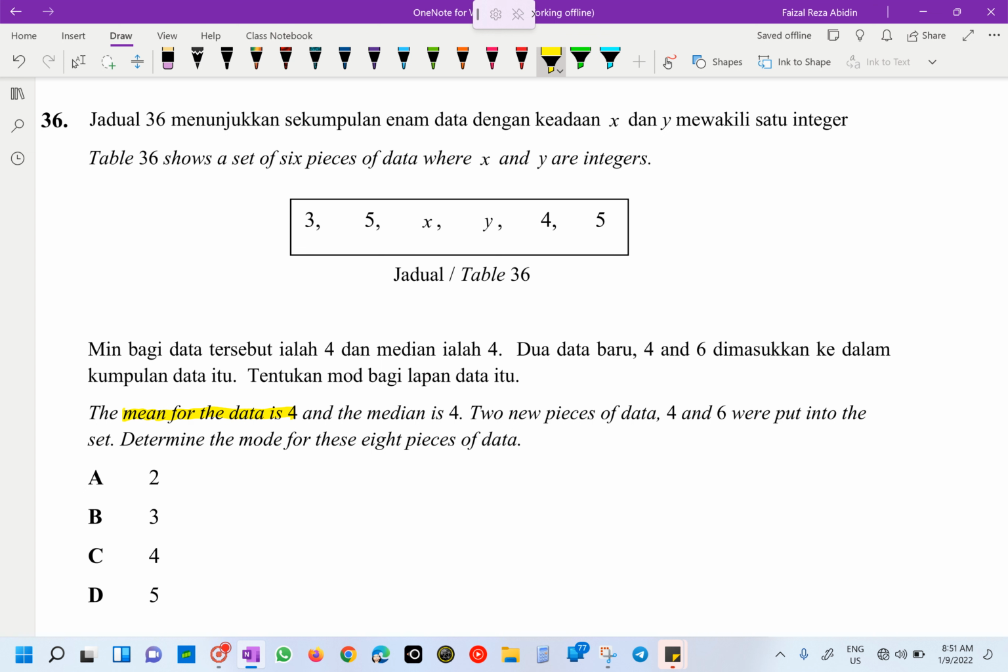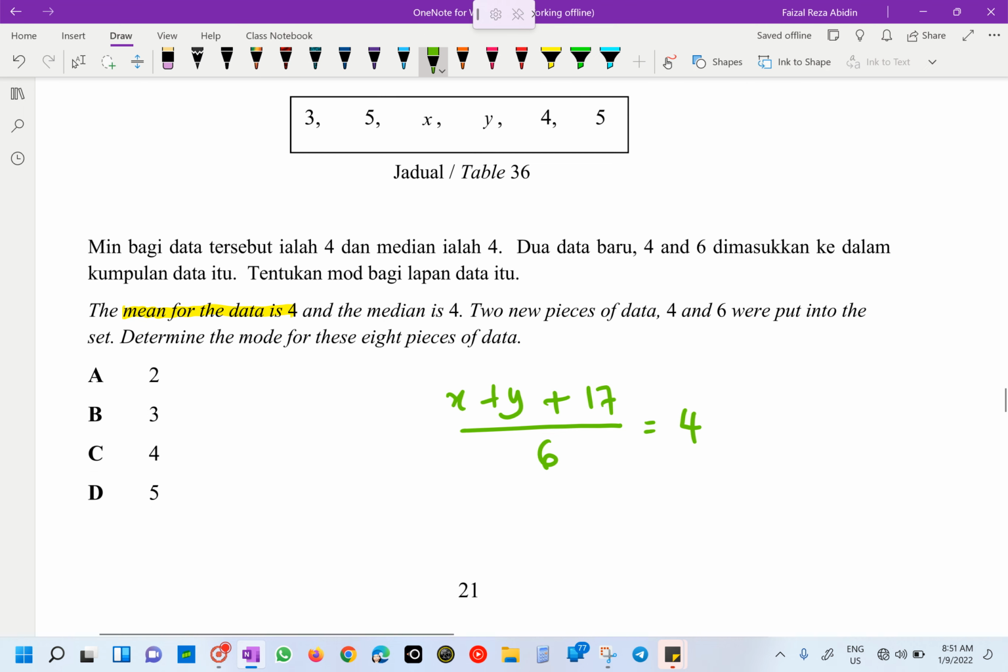So, we go for that one first, can? Okay, so it means over here, X plus Y plus, okay, 3 plus 5, 8, 8 plus 4 is going to be 12, 12 plus 5, 17 over 6 equals to 4. Can? Yes.